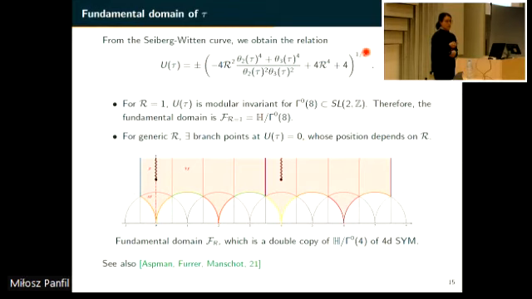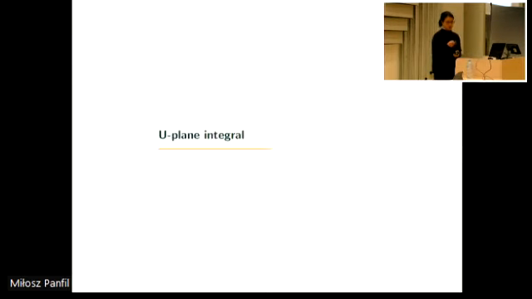In this case, because of this square root structure, you see that there is a branch point at U equals zero, whose position depends on r. So this is the structure of the fundamental domain of the 4D effective theory obtained from the 5D theory. So now, how do we do the U-plane integral?